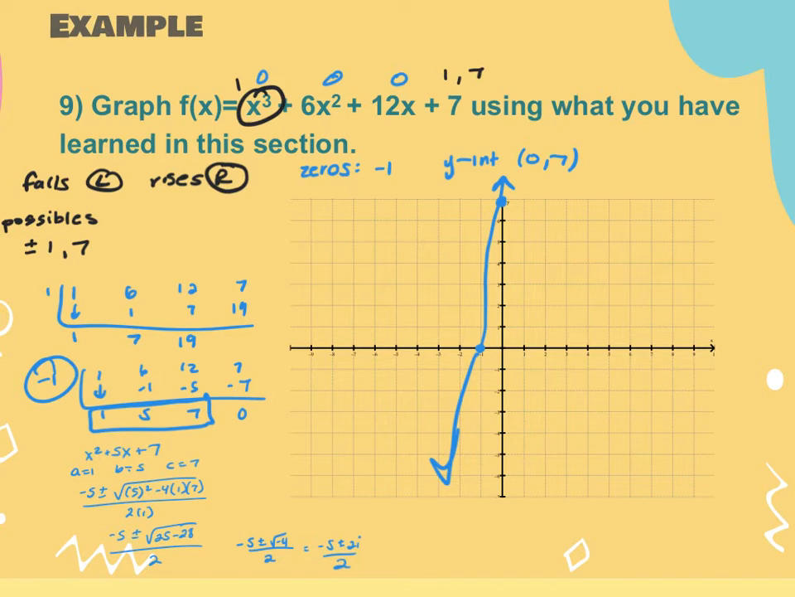Wait, sorry, what did you plug into the equation to get 7? 0. So to get the y-intercept, you plug 0 into x. And then I'm going to go to the graphing utility so we can see what this looks like on that.